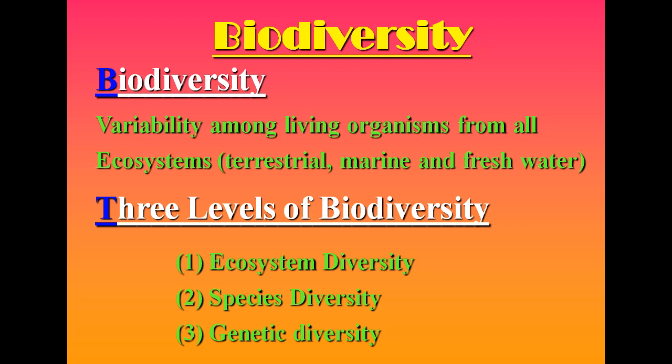So if you want to define biodiversity, it is nothing but variety and variability among the living organisms from all the ecosystems. What do you mean by variety and variability? Variety refers to different kinds, and variability refers to differences within each of these kinds. So biodiversity operates at three different levels. At a larger scale, it is the ecosystem diversity. Then next comes the species diversity, but at the subtle level, you can see the genetic diversity. So there are three levels of biodiversity: ecosystem diversity, species diversity, and the last one being genetic diversity.